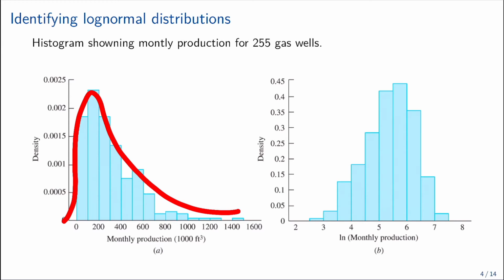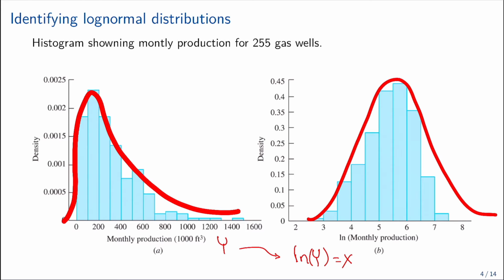And if we apply the logarithm to this data, so this is y, and we apply the natural log of y and call this x, and then we plot it, we are going to have something that is normally distributed. Okay, so that's the way we can tell that our distribution is log normally distributed. So we take our data, we plot it, we have a tail to the right, it's positive, and then we apply the natural log to our variable, and we can see if there is a bell shape in the new distribution. So then we can say, well, this is log normal.